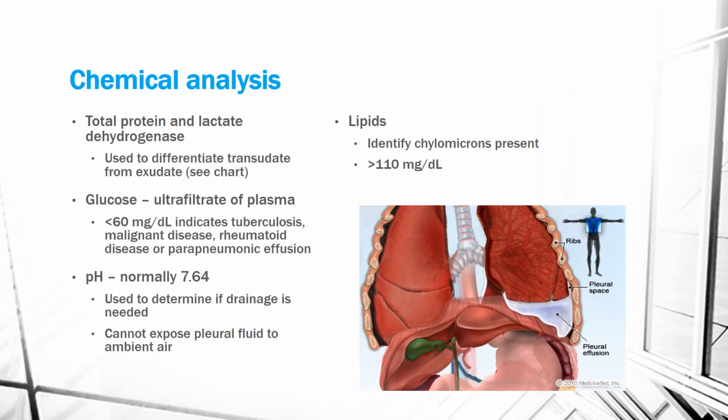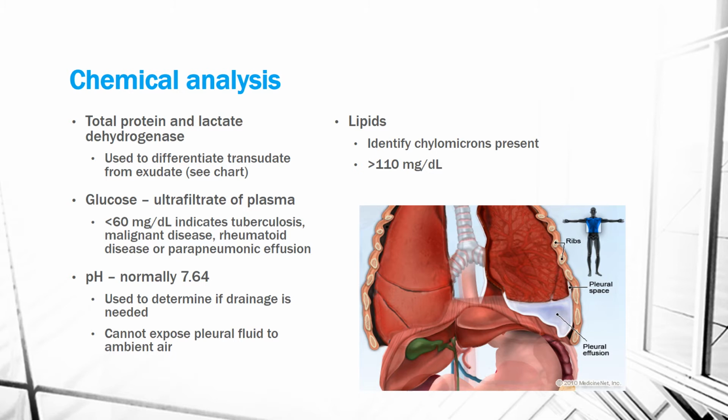Now you're going to have to do the cell count. That is the most important test that you're going to do on any fluid that you get in. Okay, the cell count really gives us the most information, and it's a very immediate way to help us differentiate transudate from exudate. Chemical analysis, however, is also going to be useful, in particular the protein levels.